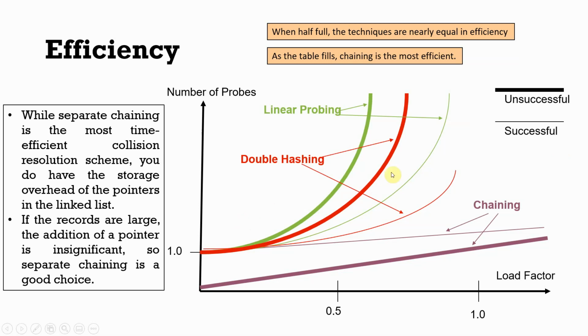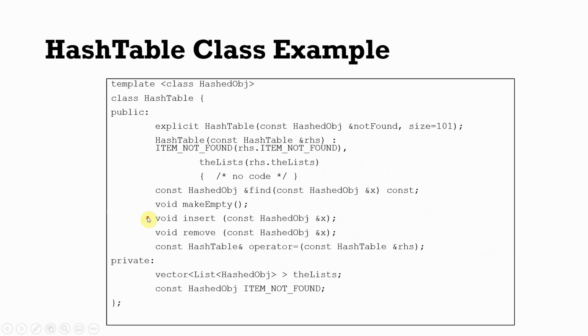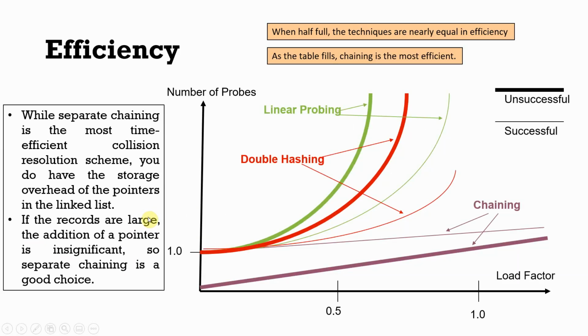So when half full, the techniques are nearly equal in efficiency. As the table fills, chaining is the most efficient. You see here comparisons for successful and unsuccessful searches for all these different methods. While separate chaining is the most time efficient collision resolution scheme, you do have the storage overhead of the pointers in the linked list. If the records are large, the addition of a pointer is insignificant, so separate chaining is a good choice. Again, it's a compromise between speed and memory.